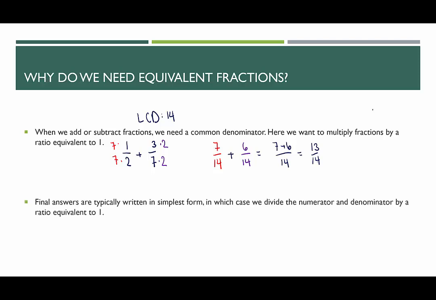Final answers are typically expected to be written in simplest form, which is where we might want to divide the numerator and denominator by that ratio that's equivalent to 1. The example I just did, 13 over 14, is already in simplest form. We don't want to simplify it any further because that's all we can do. But let's say we had a final answer and it was 12 over 14. We say this isn't yet in simplest form because 12 and 14 have a common factor. And what we want to do is divide out that common factor. 12 and 14 are both even, therefore they're both divisible by 2. So I divide by 2, and I end up with 6 over 7. So 12 over 14 is equivalent to 6 over 7, but 6 over 7 is the preferred answer because it's the one that's in simplest form.